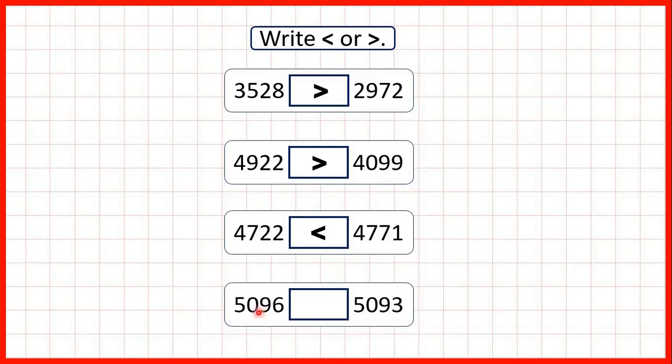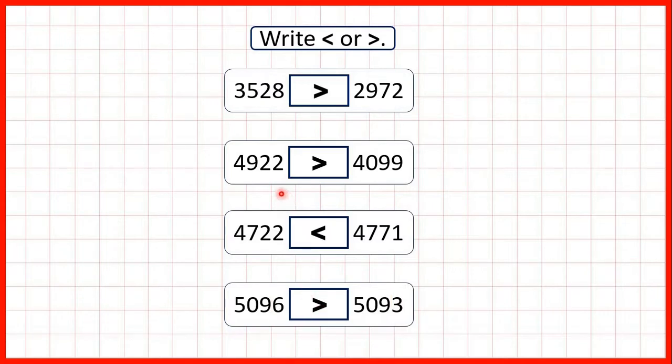And now we have 5,096 and 5,093. So here the thousands are the same, the hundreds are the same, the tens are the same, so we just go all the way along to the ones, and because this first number has more ones, we know that it must be larger.